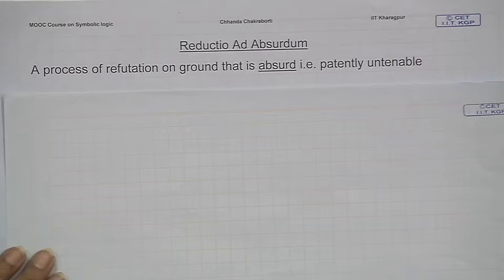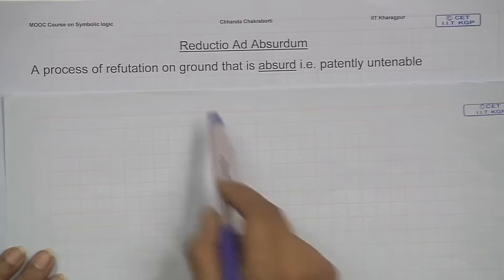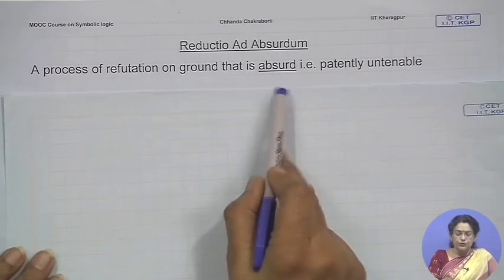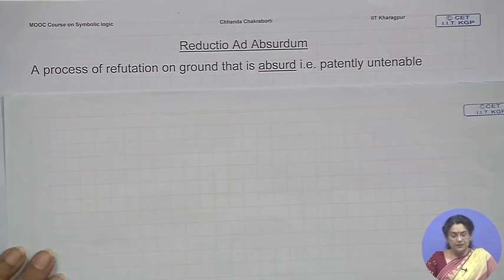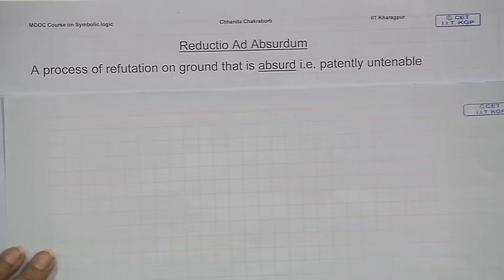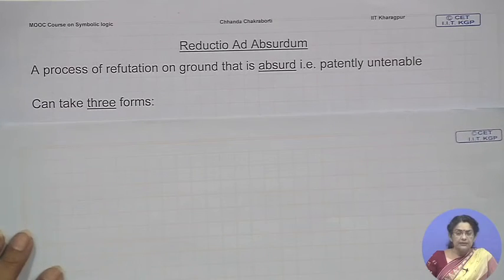See, what they said is that this reductio ad absurdum procedure is a process of refutation. It is a process of logical refutation, where the ground is that what you have shown is something absurd. Absurd in the sense that it is patently, openly untenable, unacceptable. Okay. But what counts as absurdity? When can we say this is absurd? So, the medieval logicians explained that it can take three forms.